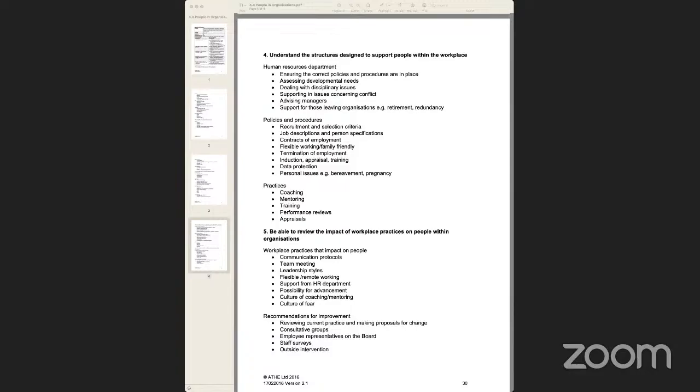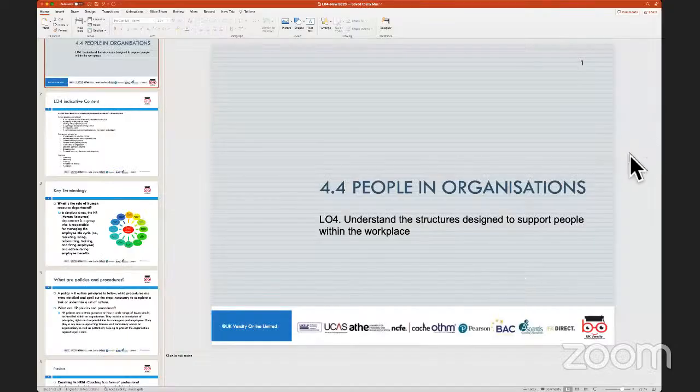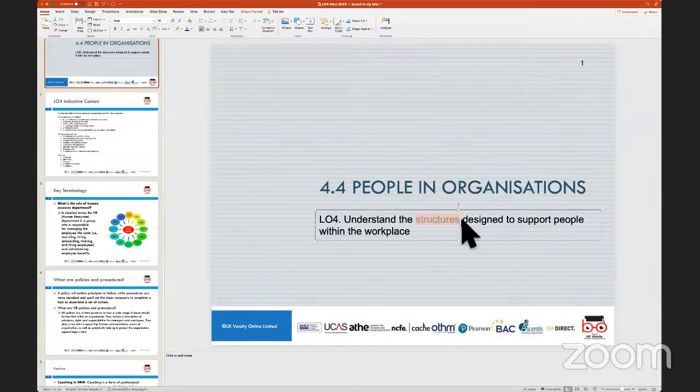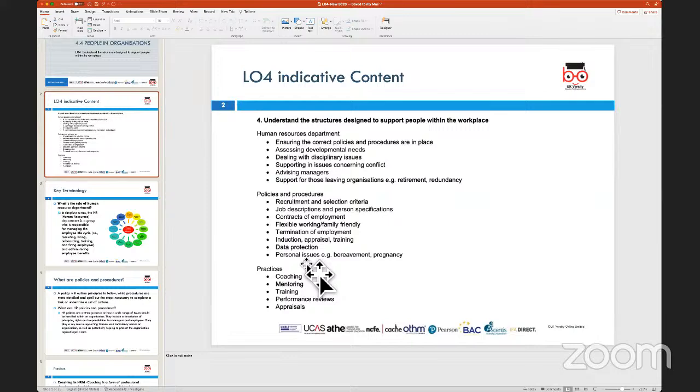So this learning outcome focuses on understanding 3 parts. What is HR department? So we look at the structure, we look at policies and procedures, how they support people within the organization, and then what could be the various practices which HR puts into place in a particular workplace. That means an organization, essentially a business or a company. Now, these are the 3 parts to the indicative content, and we'll cover that in a bit more detail.